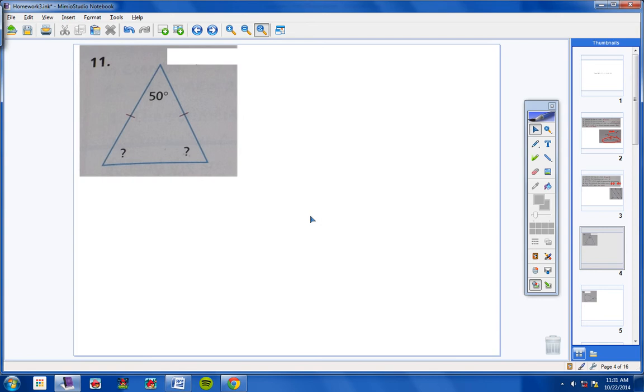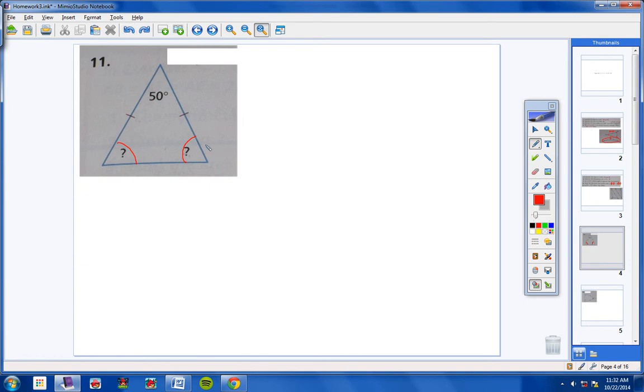All right, numbers 11, 12, 13, and 14, we were told to find the missing angles. So let's think this through here, okay? We know we have an isosceles triangle, so we know this angle here is congruent to this angle here, because when two sides of a triangle are congruent, their opposite angles are congruent. So this angle here is congruent to this angle here because these two sides here are congruent.